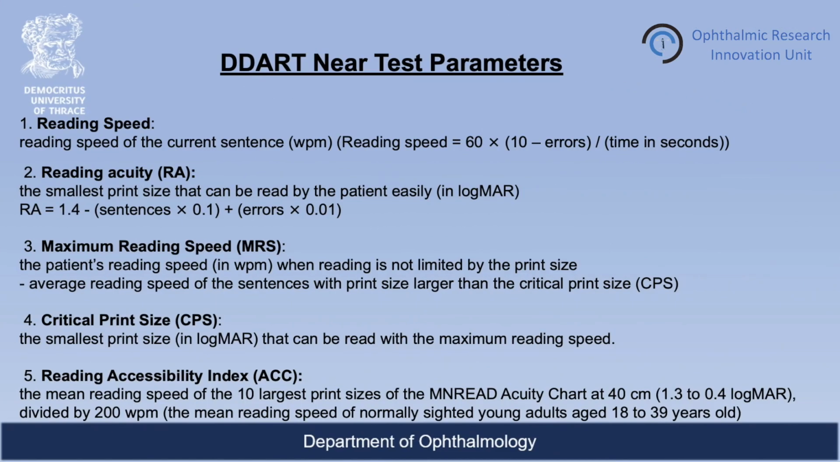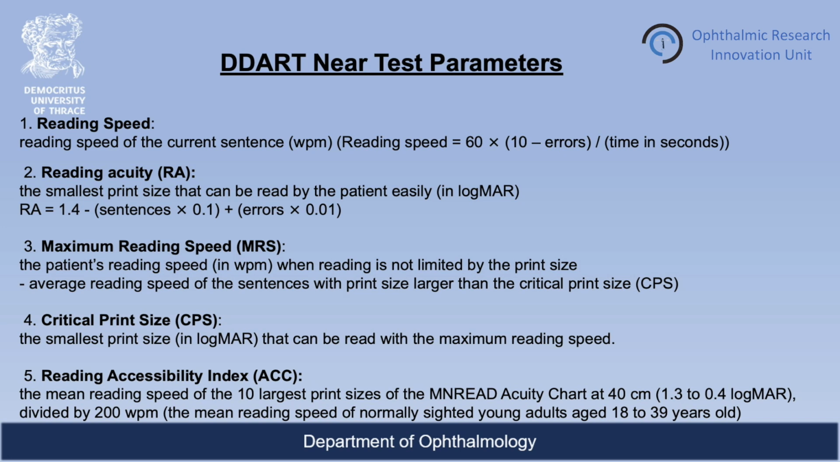Reading speed is the reading speed of the current sentence in words per minute. It is calculated by the following formula, where errors is the number of mistakes made by the patient in the current sentence and time in seconds is the patient's reading duration of the current sentence. Reading acuity is the smallest print size that can be read by the patient easily in logMAR. It is calculated by the following formula.